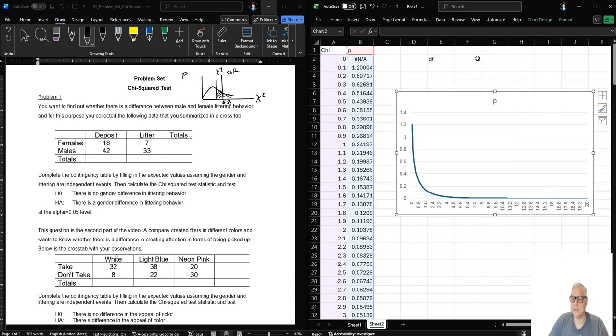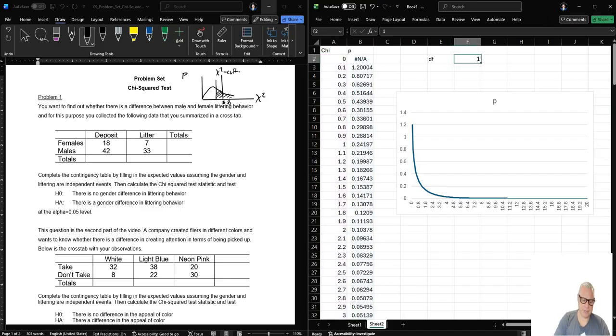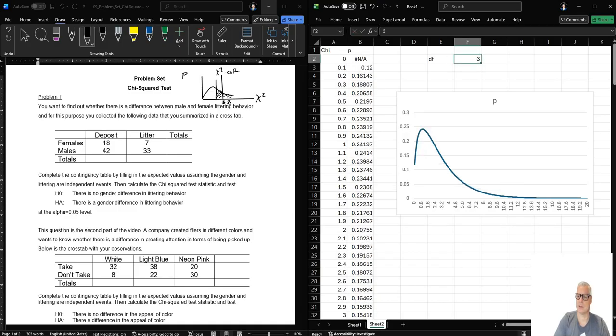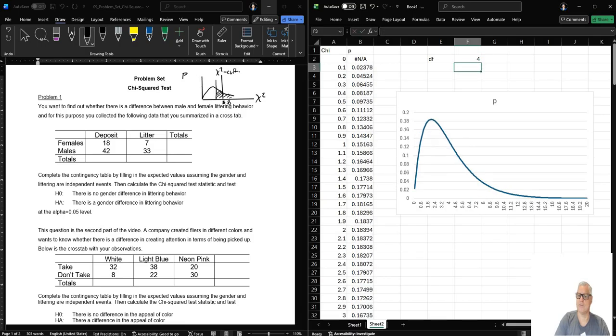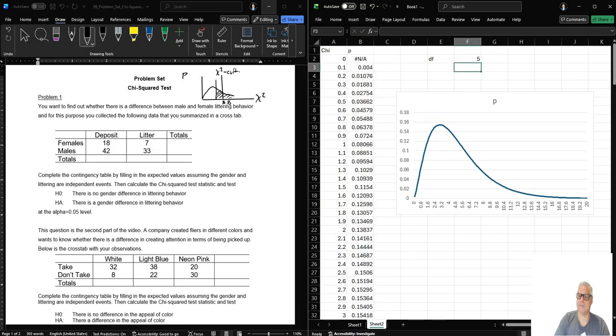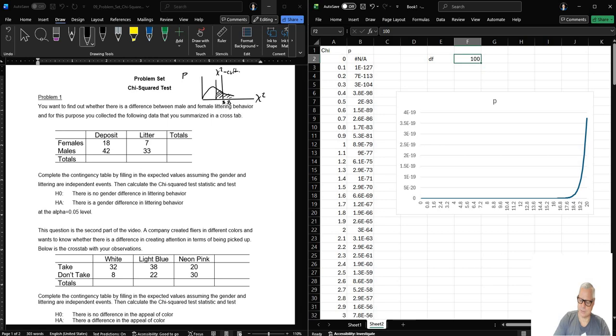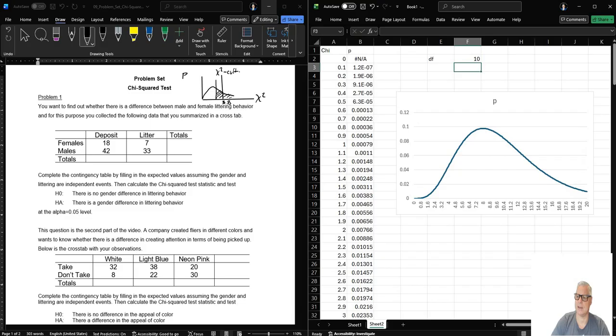But you see, if I change the degrees of freedom to, for example, 2, the curve starts to change. Degrees of freedom 3, 4, 5, 6. And if you have many degrees of freedom, like 100, well, then it also looks not good for our range of x-axis. Let's say 10. You see it approaches ultimately also the normal distribution, but let's go back to 1.